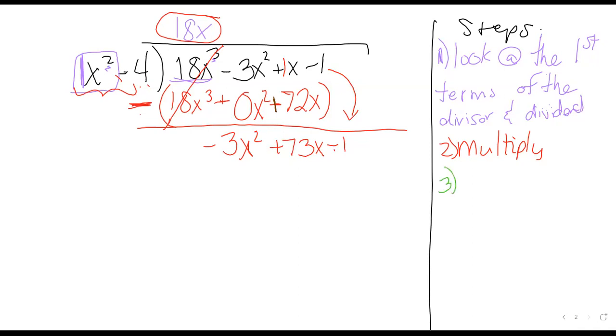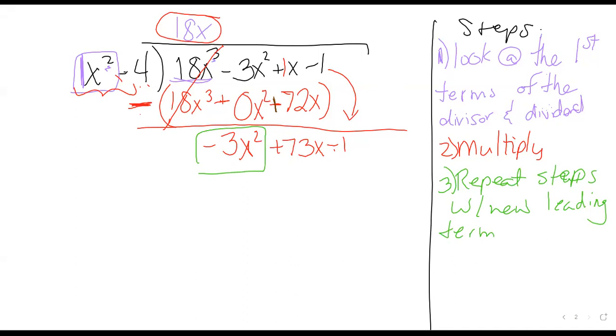I keep repeating. Repeat steps with new leading term. That's the word I was looking for. Leading term. So that means whatever is here in the front after my subtraction is the one I need to look at. That is the one I'm looking at, this x squared.